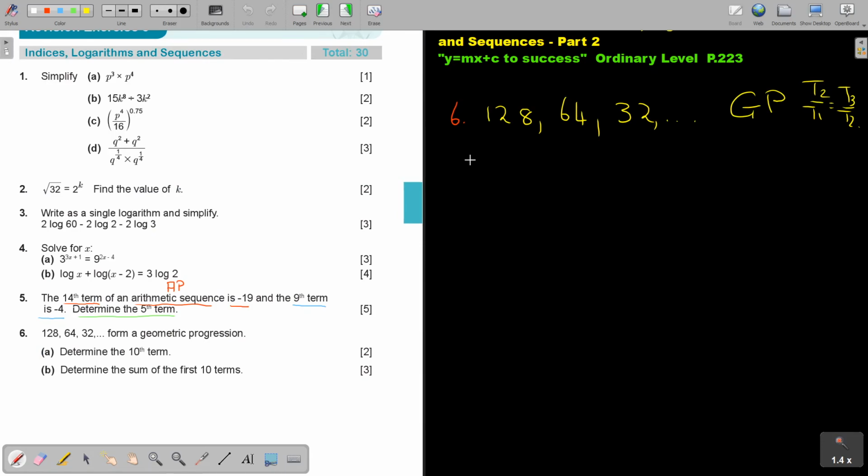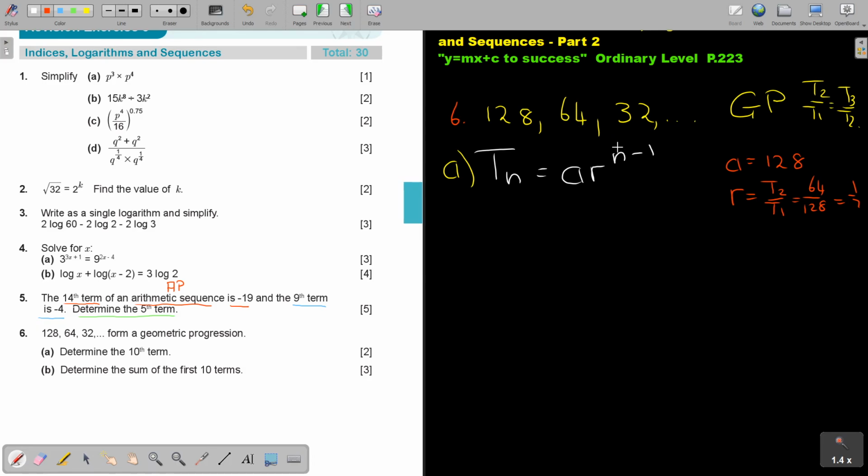Okay, so what is my formula? It's going to be Tn equals A times R to the power n minus 1. So don't forget the value of A. What is the value of A? 128. What is the value of R? It's T2 divided by T1. So 64 divided by 128 is a half. And 32 divided by 64 is a half.